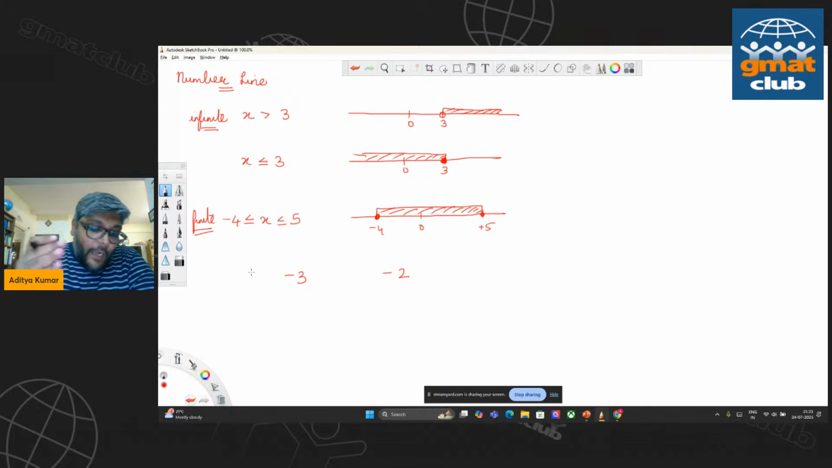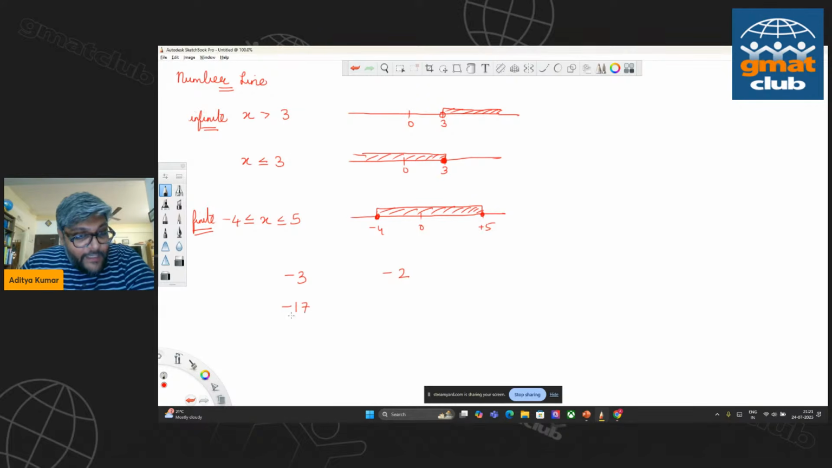So remember, as you're going from left to right on the number line, the values start increasing, right? So values on the negative side that are away from 0 are smaller, and those closer to 0 are larger. And on the right hand side of 0 on the number line, the values closer to 0 are smaller, and the values away from 0 are larger. But what if I give you very, very small fractions? Remember, we don't have the calculator facility on the quant section.